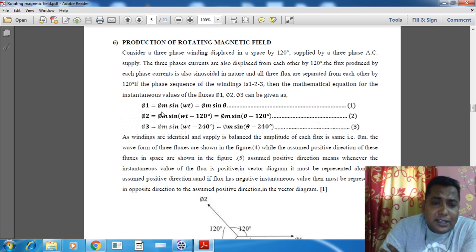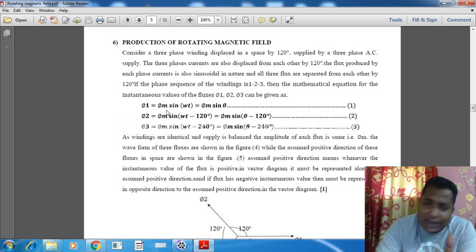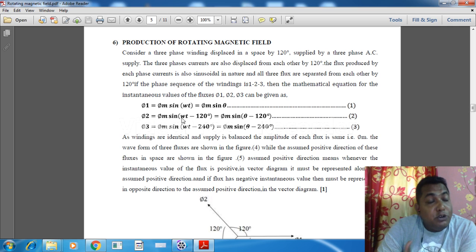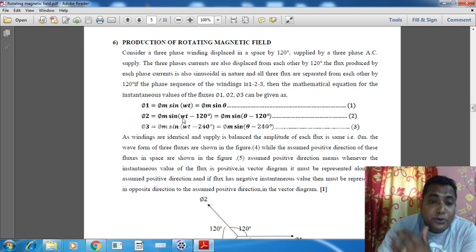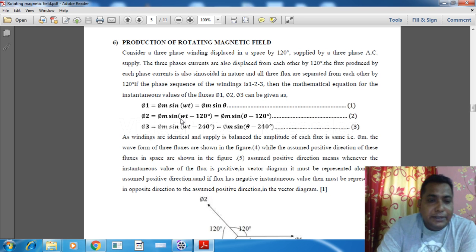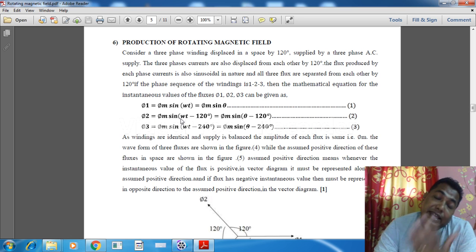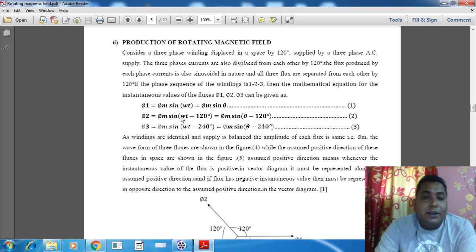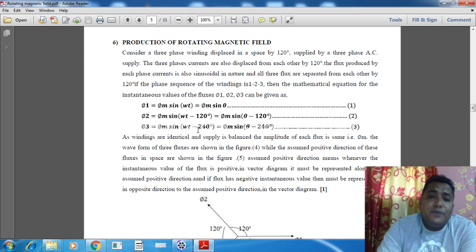Phi 1 is its value at any instant, flux equation. We know phi is equal to phi max sin omega t. That formula I have used over here. So phi 1 is equal to phi m sin omega t. Okay, next one is phi 2, definitely 120 degrees apart. So phi 2 equals phi m sin(omega t minus 120 degrees), and phi 3 is again shifted by another 120 degrees. So phi 3 equals phi m sin(omega t minus 240 degrees).